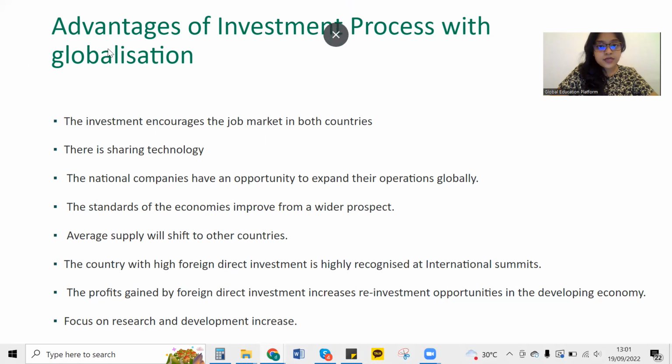And the next point. Okay, I hope you guys can see this flow here. There is sharing of technology we're talking about, and then the opportunities of expansion as a result of globalization. And because of that, what happens now? The standard of the economy is improved from a wider prospect, right? So the standards of the economies keep improving. How do the standards of the economies improve? That is as a result of the living standards of the people. Because if in an economy the living standards of the people reduce, that would affect the overall economy.